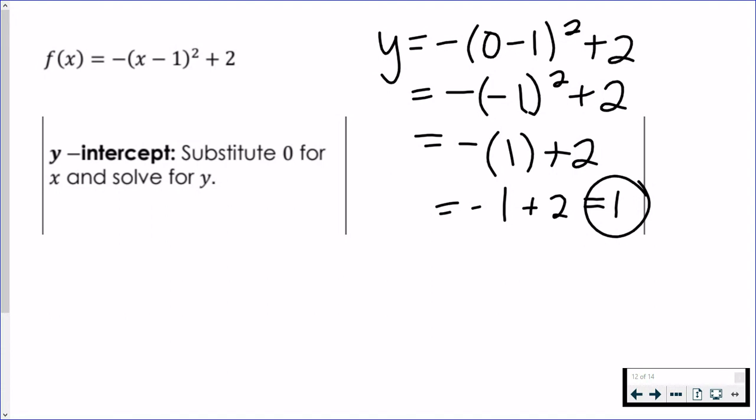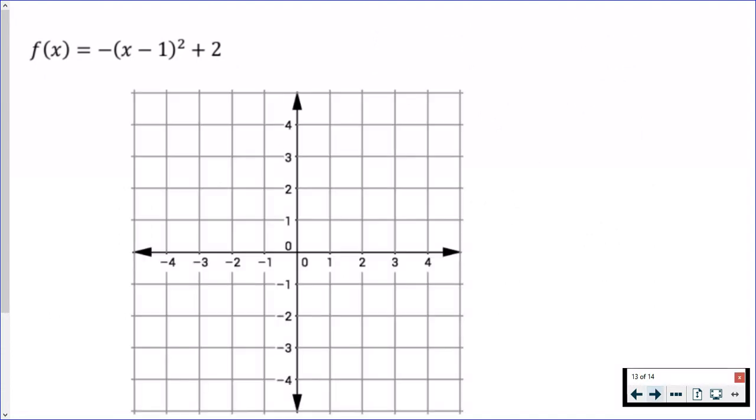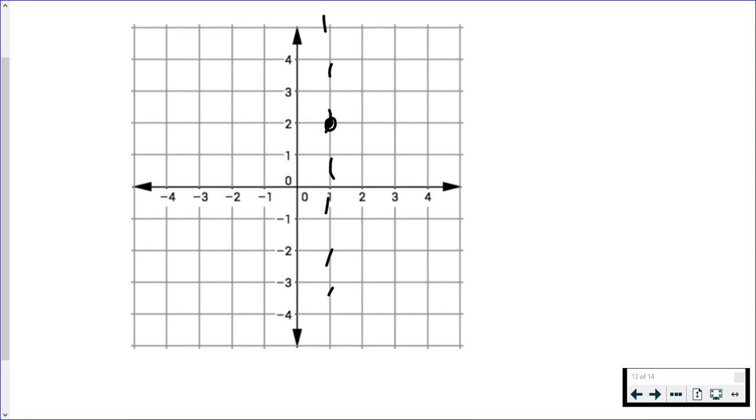Now I've got everything I need. I'm going to go ahead and put it on the graph. So the first thing we found was our vertex, which was (1, 2). The axis of symmetry goes through the vertex. We also have our x-intercepts at approximately 2.41 and negative 0.41. This part doesn't have to be perfect. And finally, our y-intercept is at positive 1. Kind of ugly, but that is your parabola. Remember, we decided in the beginning that it should be facing down, and this one is.